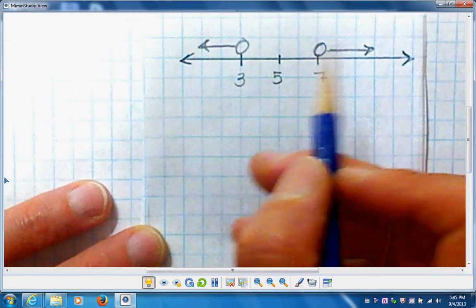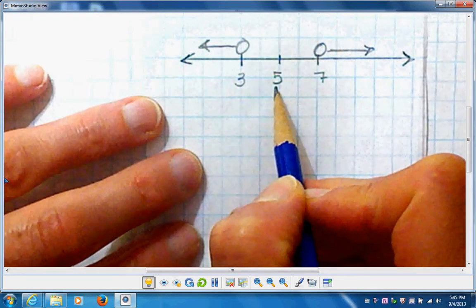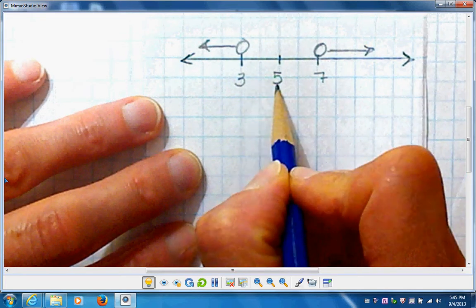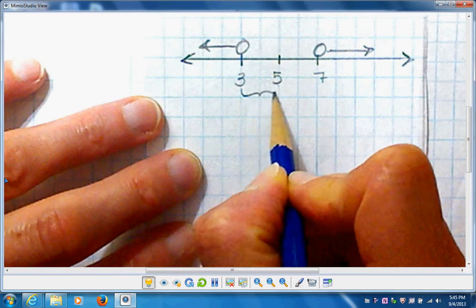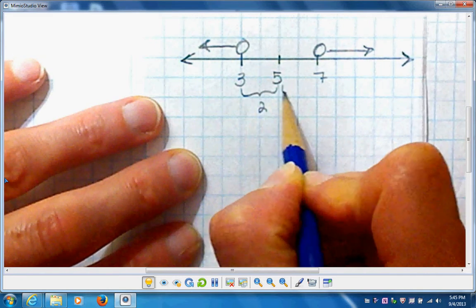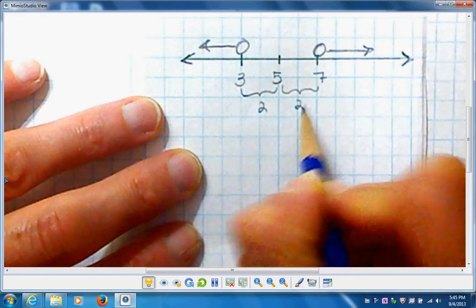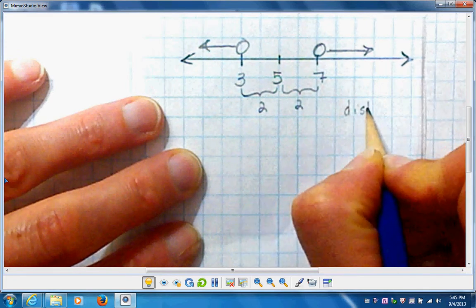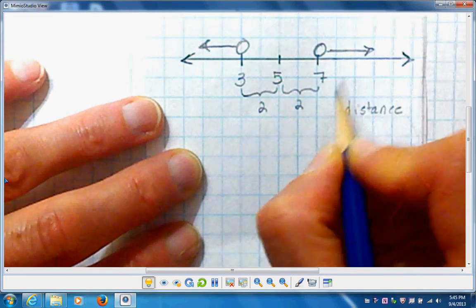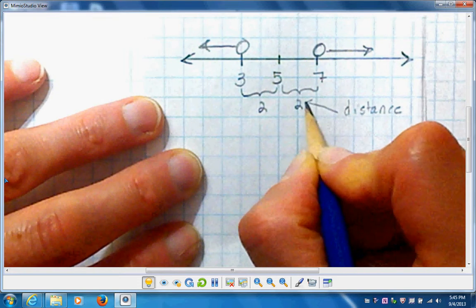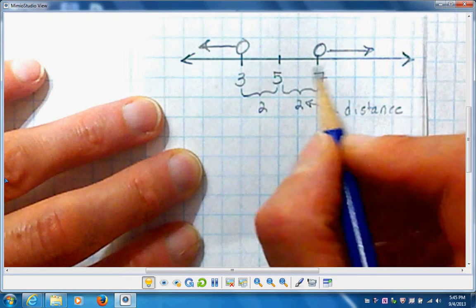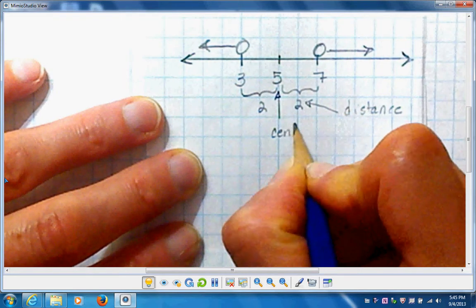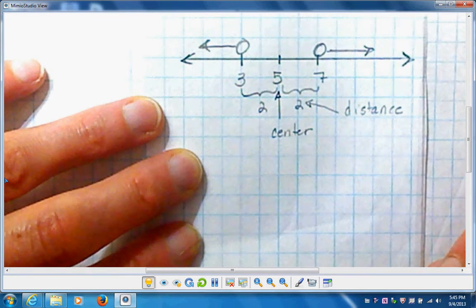So when we look at this, we can see that we have a center of 5. This is a center because this is a distance of 2 away, and this is also a distance of 2 away. So I know that my distance is 2, and I know that 5 is my center. So let's start with that.